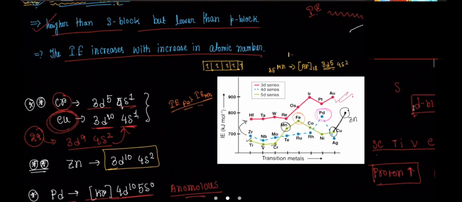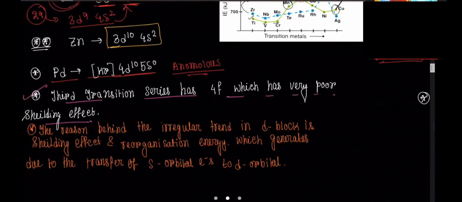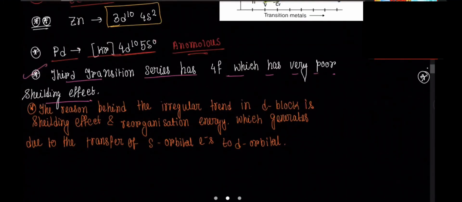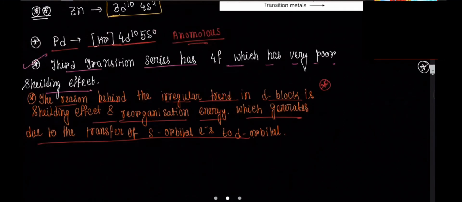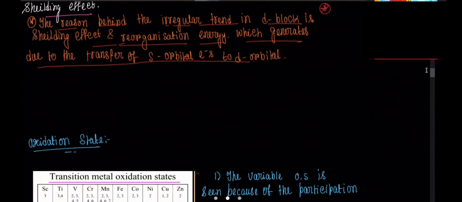Now, if you look into it, there's a special statement written over here. Have a look. The reason behind the irregular trend in d block is shielding effect and reorganization energy. Shielding effect is something we have talked about, which is generated due to the transfer of s orbital electron. So what are they trying to say? Shielding effect we completely understand. But what is this reorganization energy? Let's have a look into it.